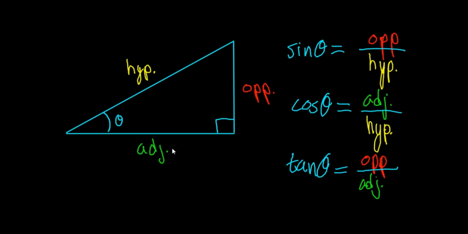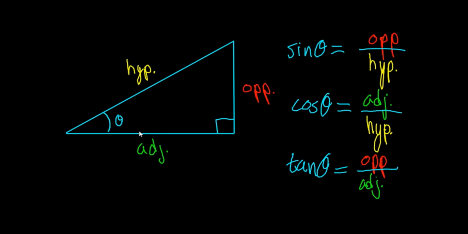However, there's one small issue with this definition. This definition only works if theta is small enough. If the angle theta exceeds 90 degrees, then this definition doesn't apply. Well, why won't this definition work if theta exceeds 90 degrees?